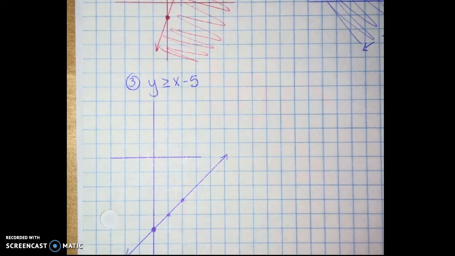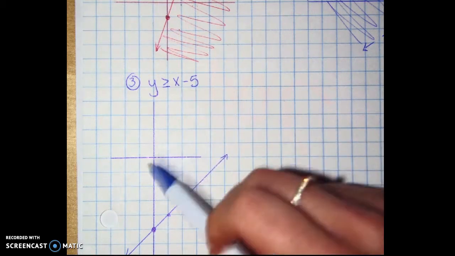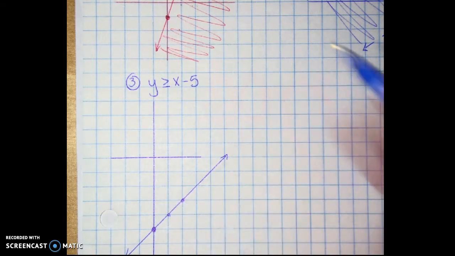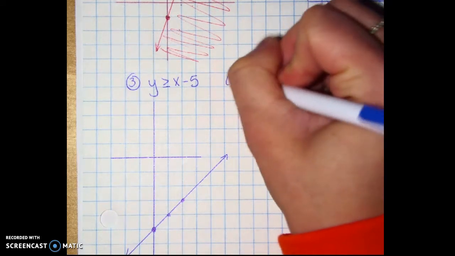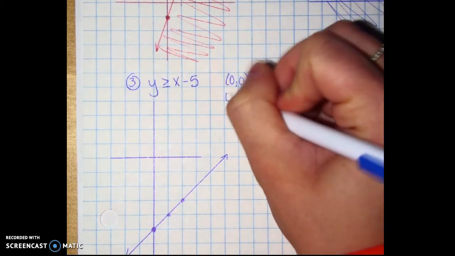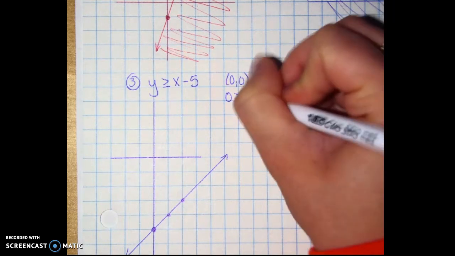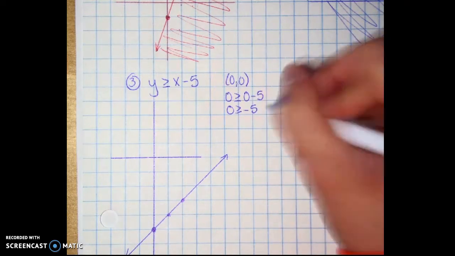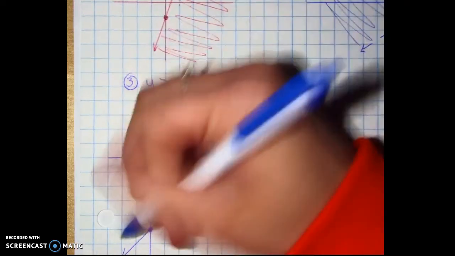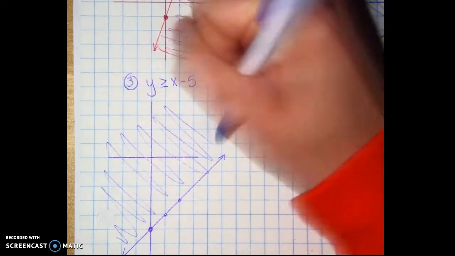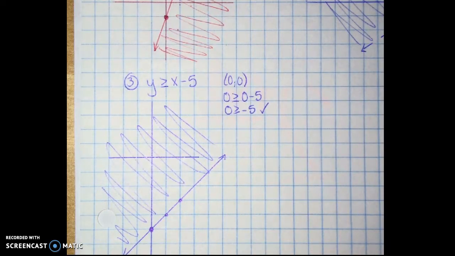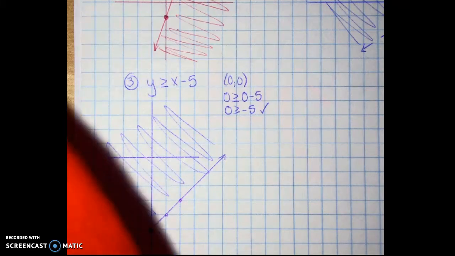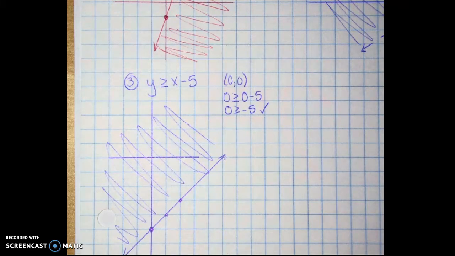And the point I'm going to use to test this is again 0, 0 because my line does not go through it. So that gets me 0 is greater than or equal to 0 minus 5. 0 is greater than or equal to -5. That is true, so I'm going to shade above the line. Hopefully this isn't too bad for you. Okay, I have 1 more to do.